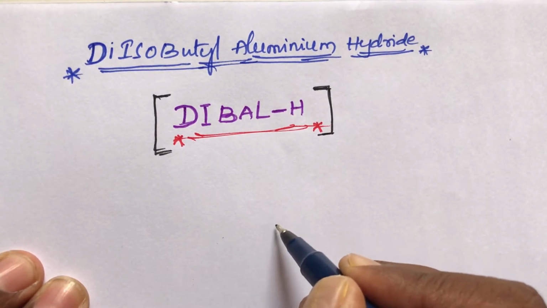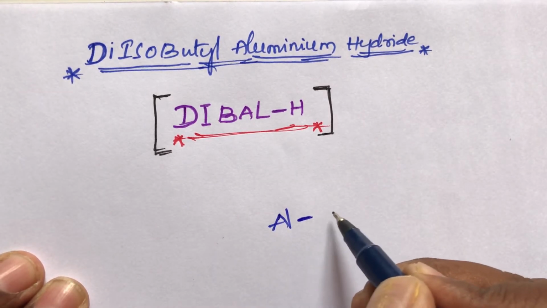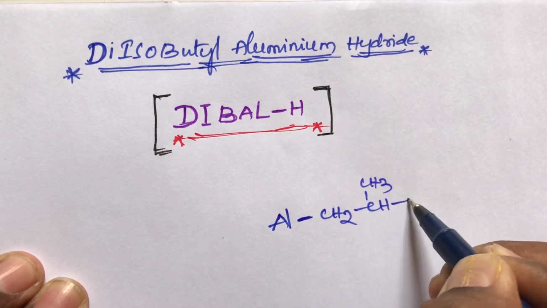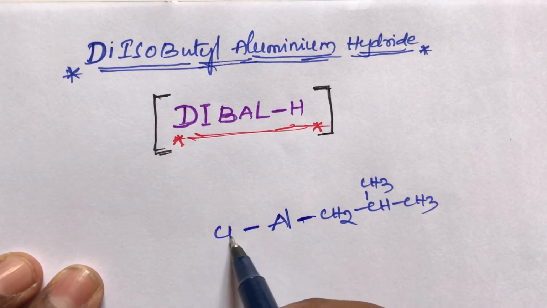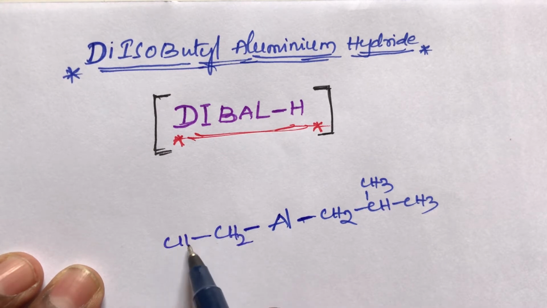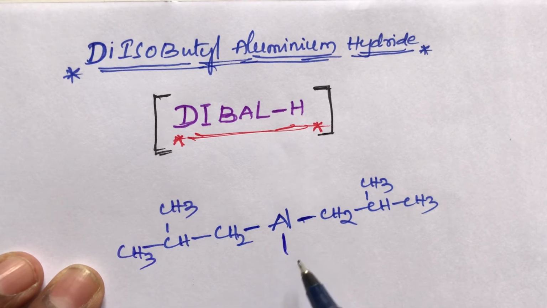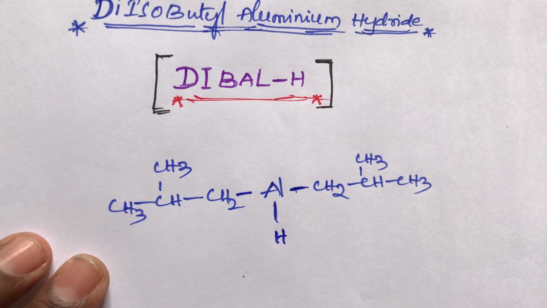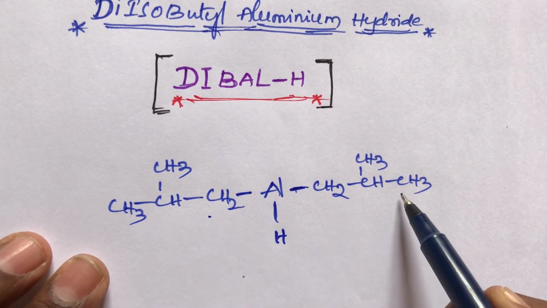This is aluminum, surrounded by two isobutyl groups, that means CH2, then CH, then CH3, then CH3. This is called isobutyl. Diisobutyl means one more isobutyl group on the left hand side, CH2, then CH, then CH3, then CH3, with one hydrogen. This is the diisobutyl aluminum hydride structure, because one isobutyl group is on the left and one isobutyl group is on the right.